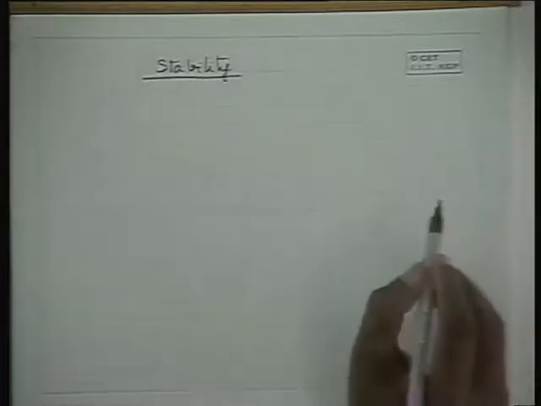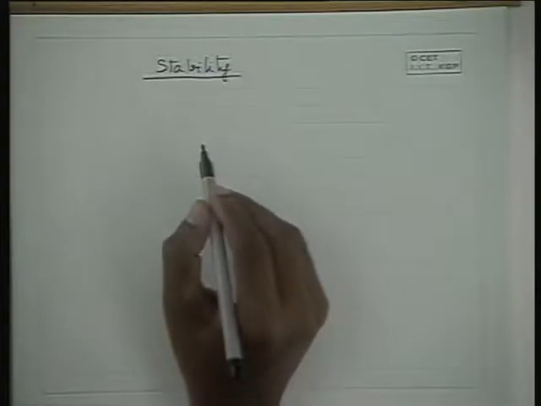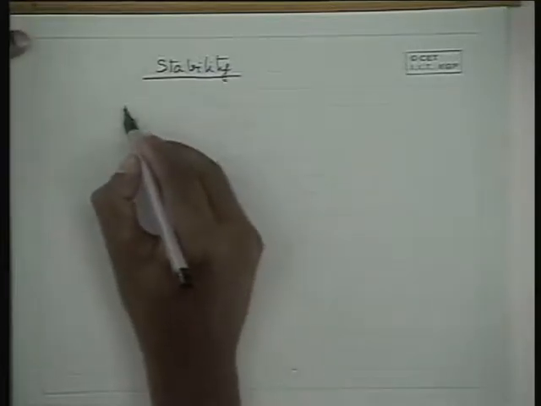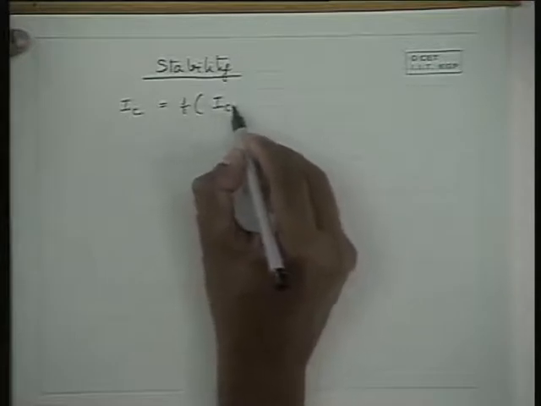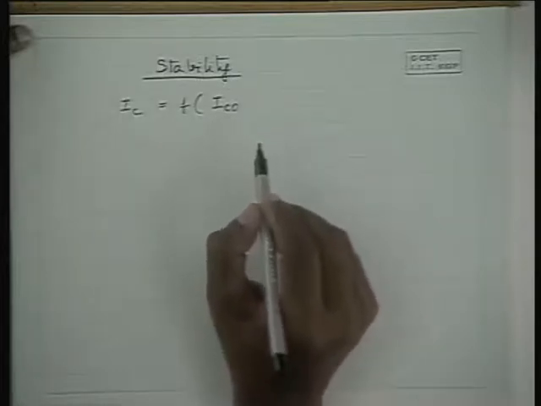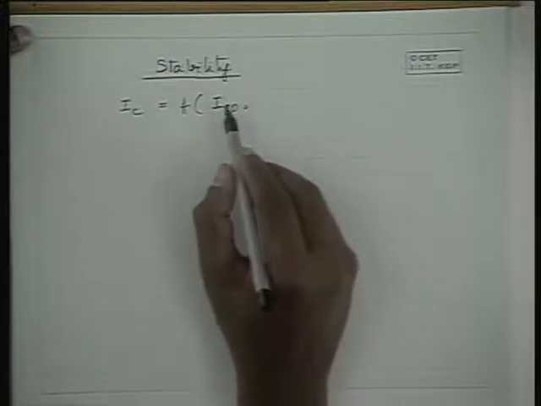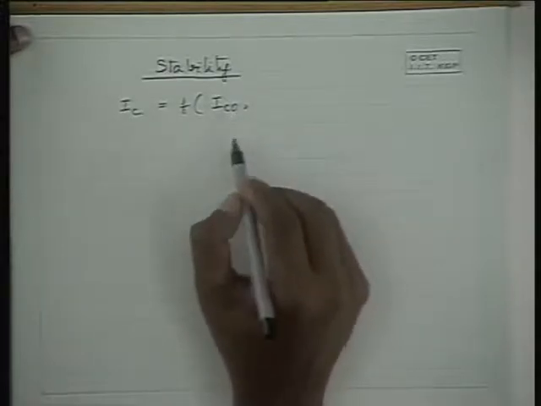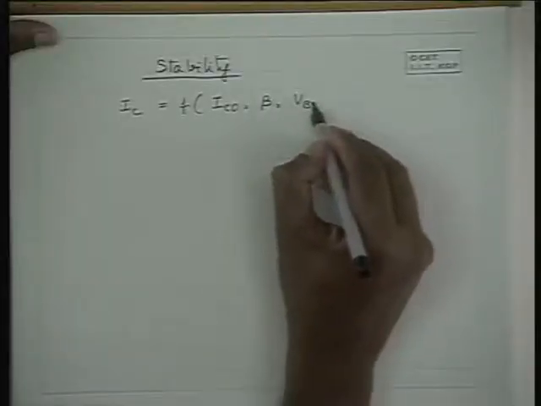As I have mentioned, the instability of a biasing circuit is due to several reasons. That means the collector current IC is a function of IC naught, that is the reverse saturation current, the collector current when the base is open, and it is the reverse saturation collector current when the base to emitter junction is reverse biased. Then the instability can also be due to beta, as I have explained in the earlier class. That means IC is a function of IC naught, beta, and also base to emitter potential.